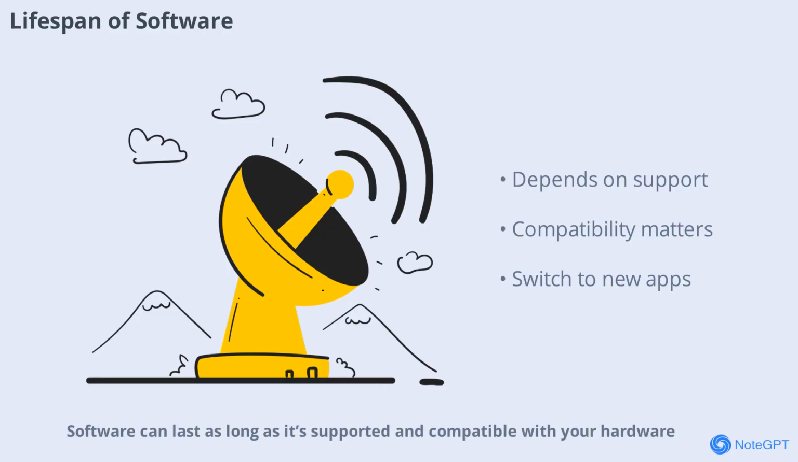Software can last as long as it's supported and compatible with your hardware. However, developers eventually stop updating older programs, and new operating systems may not run legacy software. Keeping your software up to date is important, but sometimes you'll need to switch to newer applications as technology evolves.